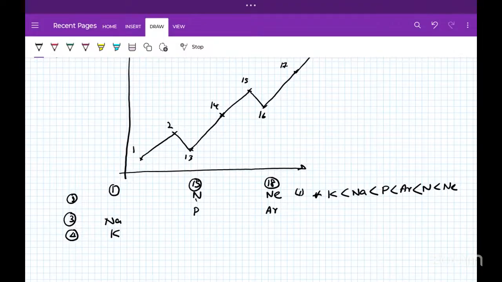It's a good question. So let's move on to the second one. Increasing order of second ionization energy of beryllium, boron, and oxygen.